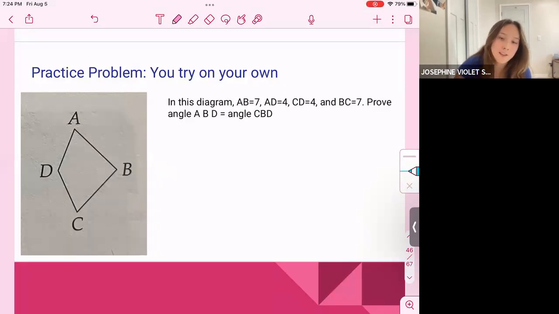Okay, guys, I hope everyone had a chance to think about the problem. I'm going to call on someone new today. Does anybody who hasn't shared yet have any ideas of how we might prove these angles are the same? How about Justin? I haven't met you yet. I'd love to hear your thought process. Do you have any ideas?